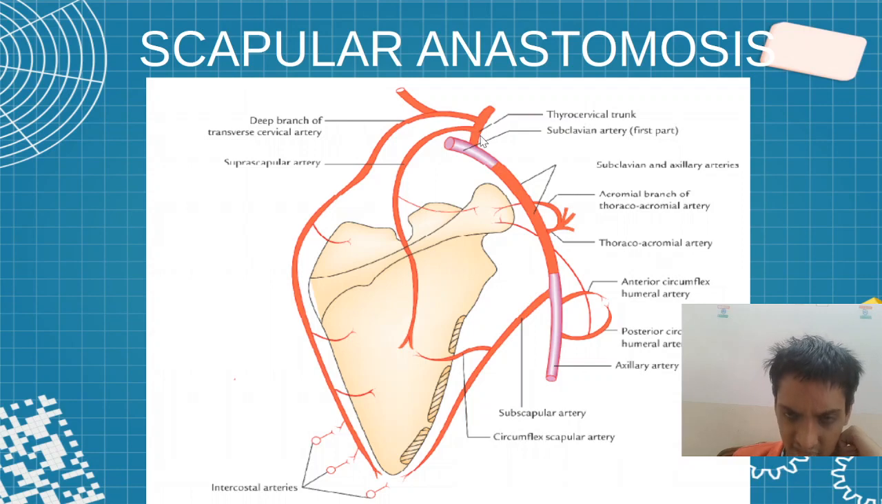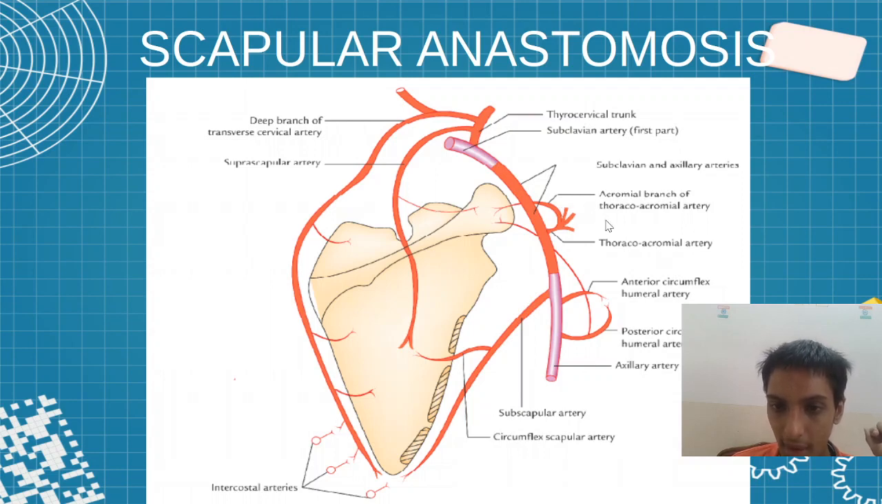So just remember now here we have the thyrocervical trunk, the superficial and deep parts of the transverse cervical artery will come. Here only the deep part is important, and the suprascapular artery. So what will supply the acromion and what will supply the body? This is important. What supplies the acromion?